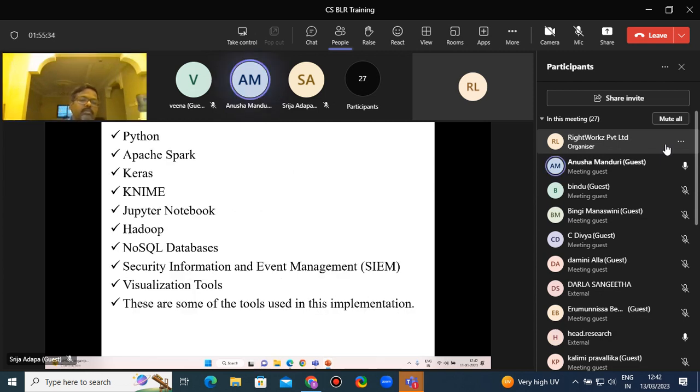Here are some of the tools: Python, Apache Spark, Keras, Jupyter Notebook, Maven, NoSQL database, security information and event management, and visualization tools. These are some of the tools used in the implementation.